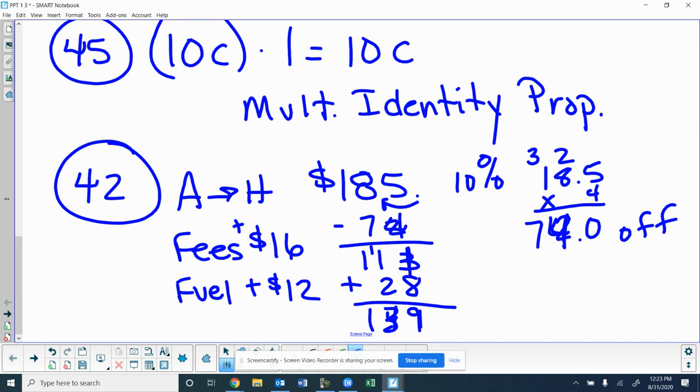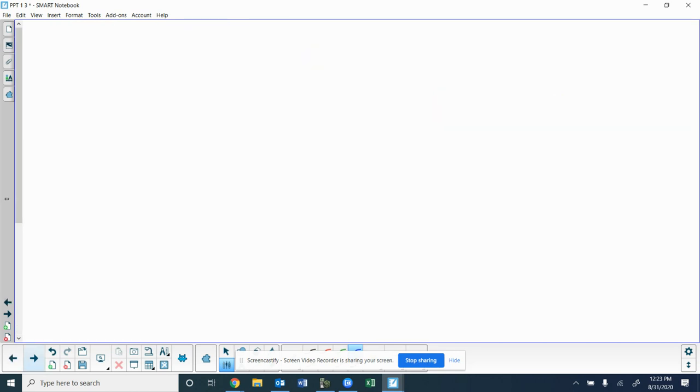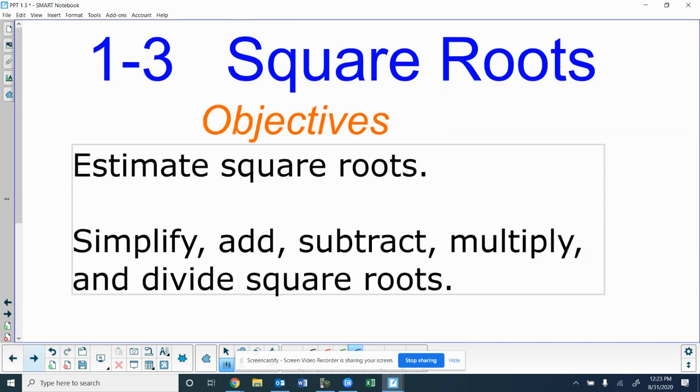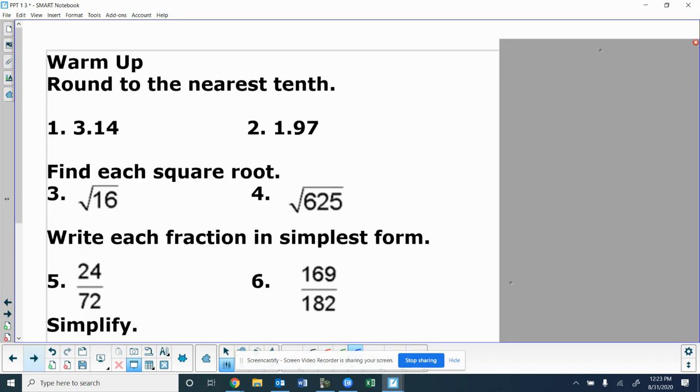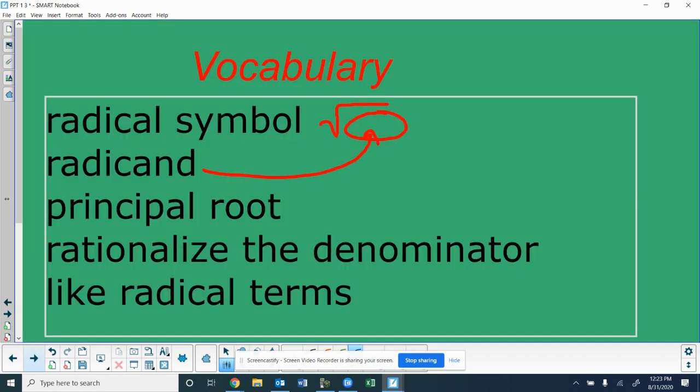All right, so today we're going to do some square root stuff. We're going to simplify them, add them, subtract them, multiply and divide them. We're going to rationalize some denominators. So, again, you did this back freshman year in Algebra 1, but we're going to do it again in Algebra 2 to remind us how to do this stuff. So, we won't worry about that warm-up. We'll just get right into it.